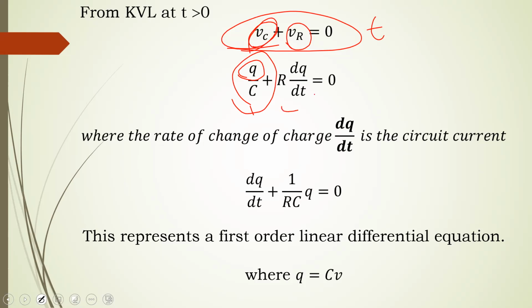However, for VR, dq dt would be equal to lowercase i. So the current in the circuit is a rate of change of charge, and that is how we define current. Agreed? I'm not saying anything strange, am I?